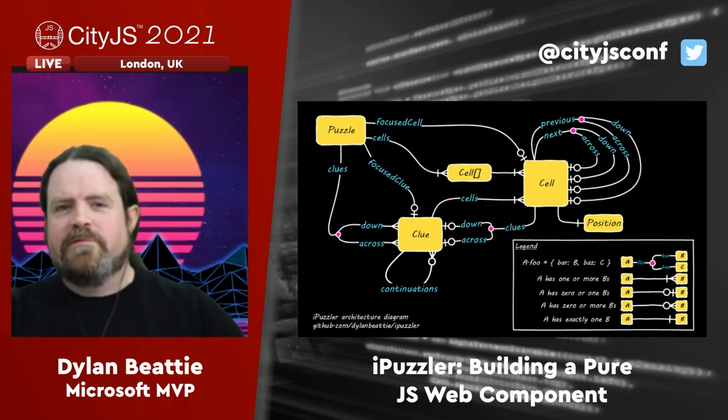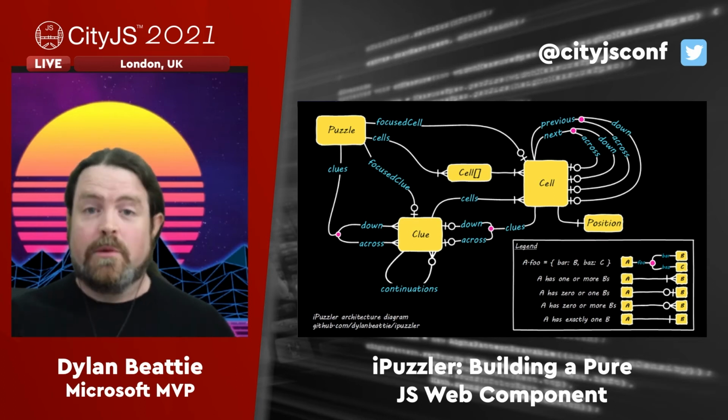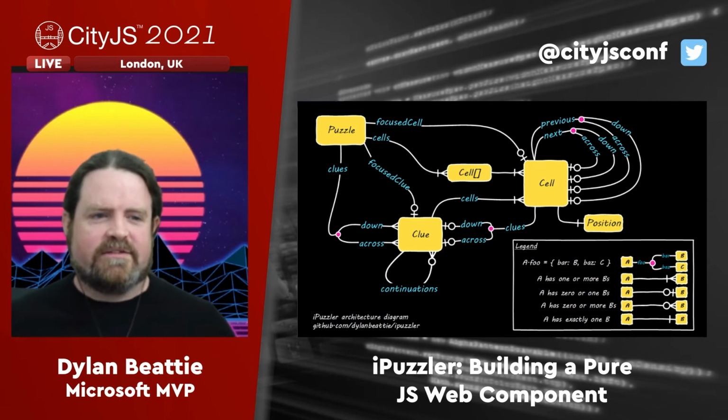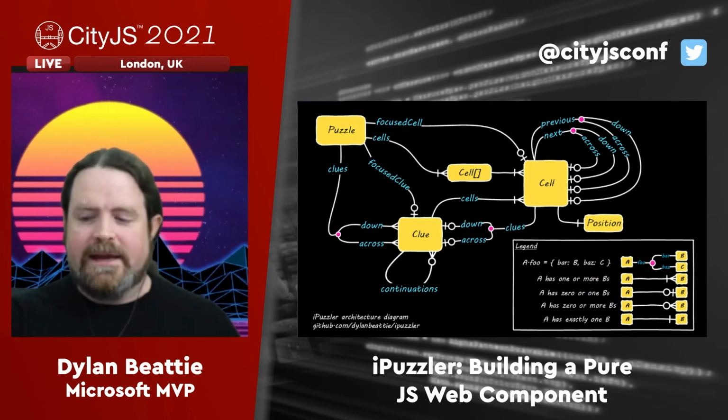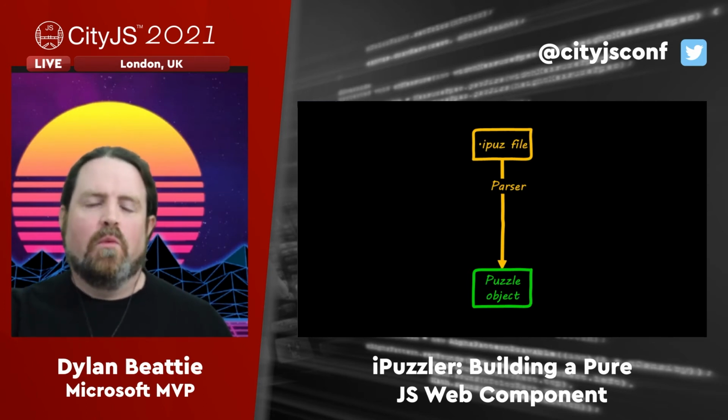So that's the object model that runs. It runs in the browser, but this is kind of the backend code. It doesn't do anything. It doesn't know anything about HTML. It doesn't know anything about mice and keyboards and all that kind of stuff. This models our domain. Now, to get one of these things out of an iPuz file, we've got to be able to parse it.